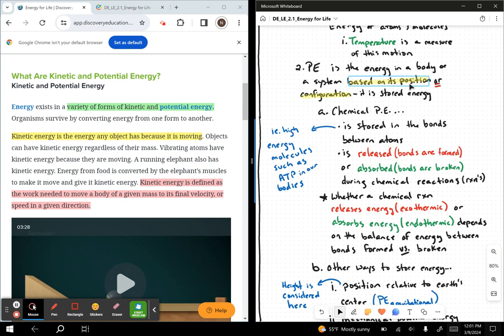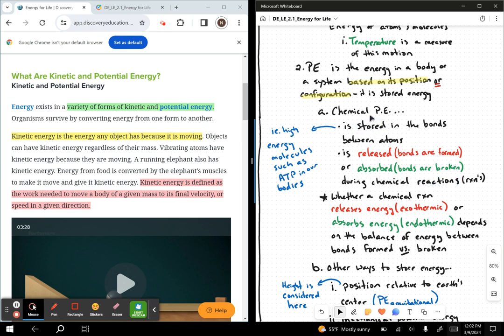In your body, adenosine triphosphate, ATP, is considered a high energy molecule. A lot of energy is stored in that adenosine triphosphate molecule. Energy is released when you have a chemical reaction in which you're forming bonds. When bonds are formed, energy is released. When bonds are broken, energy is absorbed. These two things happen during chemical reactions.